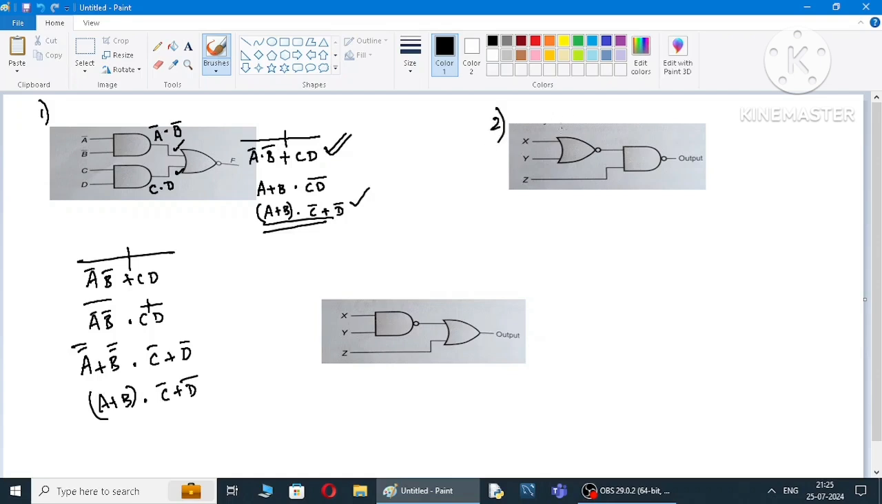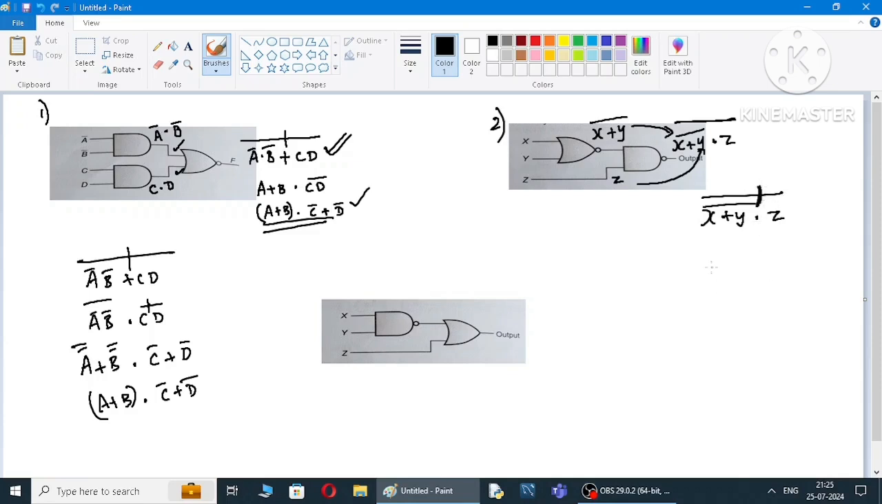Now look at the second picture. X and Y are put in a NOR gate. So X plus Y is OR, X plus Y complement is NOR. Now what is this? Z. So X plus Y bar and Z, both are put in a NAND gate. What is a NAND gate? Opposite of AND, complement of AND. So X plus Y bar is the first input and the second input is Z, with a complement. How will you write this? X plus Y bar dot Z whole bar.